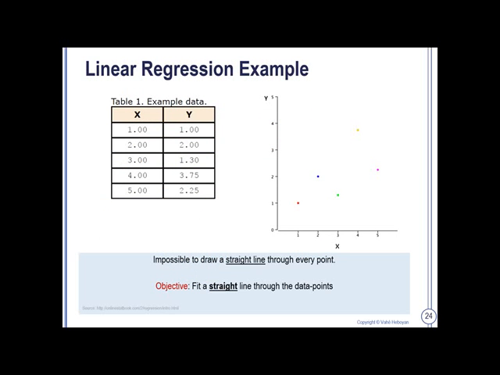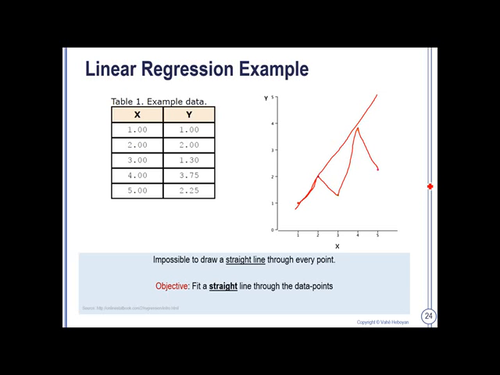Here too, we have data points. We have the x and the y, which you can see from the table. When you plot them on a graph, we have 1, 2, 3, 4, and 5 data points. As you can see from this graph, it's impossible to draw a straight line through every single point. If we draw a line through this point, it is going to omit 3 other points. If we try to draw a line through all points, it pretty much becomes a zigzag. So it's not a straight line.